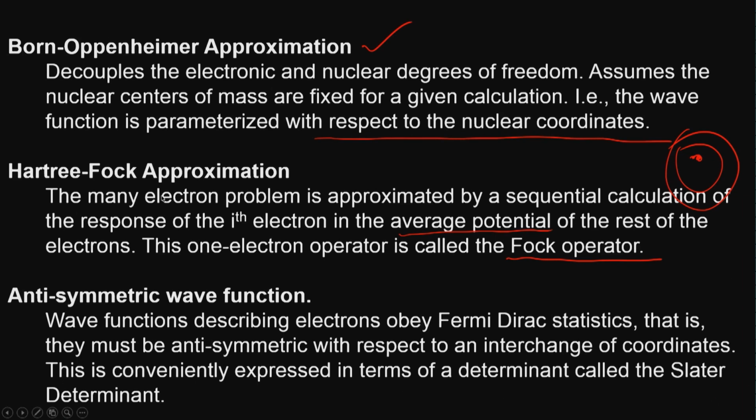So, we have the Born-Oppenheimer approximation which fixes the nucleus degrees of freedom, only the electron degrees of freedom are considered. Then we have the Hartree-Fock approximation where you look at the interaction of the ith electron with an average potential of the rest of the electrons. Then the anti-symmetric wave functions obey the Fermi-Dirac statistics, that is, they must be anti-symmetric with respect to an interchange of coordinates.